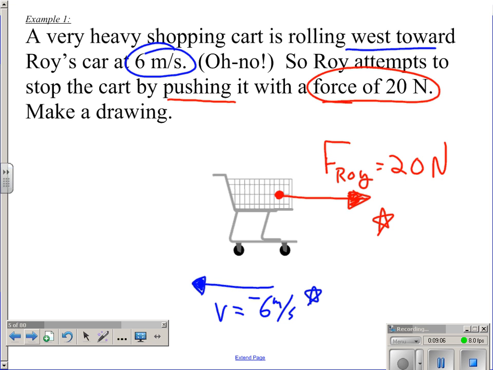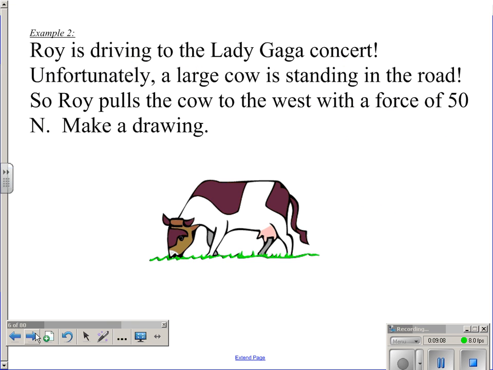Okay? So here's another example. Roy is driving to the Lady Gaga concert. Unfortunately, a large cow is standing in the road. So Roy pulls the cow to the west with a force of 50 newtons. Make a drawing. Okay, so the cow is standing. That's telling us information about the velocity. It's telling us the velocity is 0. Now, since it's not moving, I'm not going to draw an arrow, because which way would I make my arrow? It's not moving in any direction, so I don't draw an arrow.